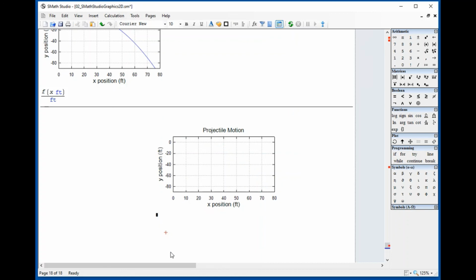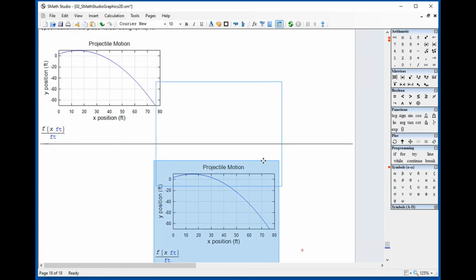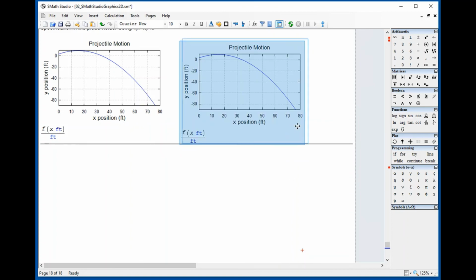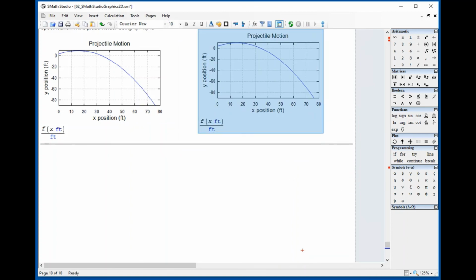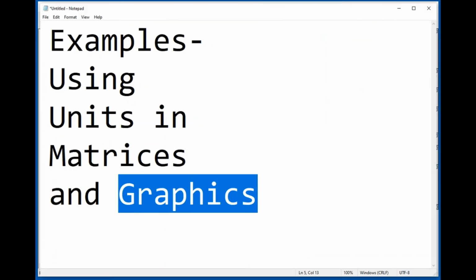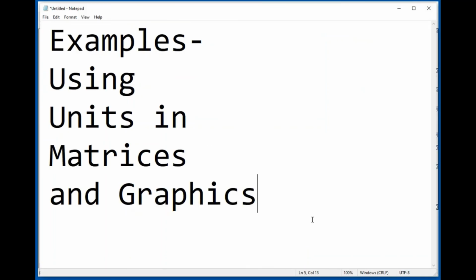So this is the raw graph that you're going to populate by typing F of X. When you type F of X, you get nothing in there. And then you click to the right of the X times apostrophe ft. And then it gives you something different than we should be getting. That's because this thing needs to be divided by apostrophe ft. And now you get the result that we expected. And with that, I'm going to conclude this particular video. And I hope you learned something about the use of units in matrices and graphics.